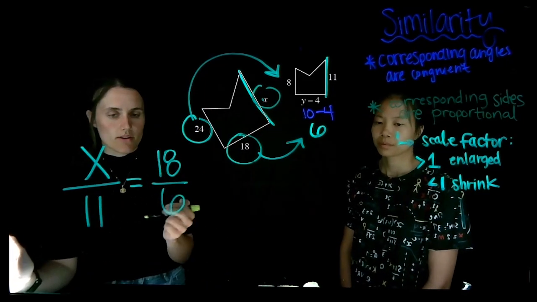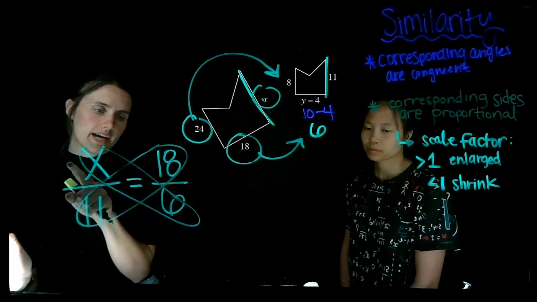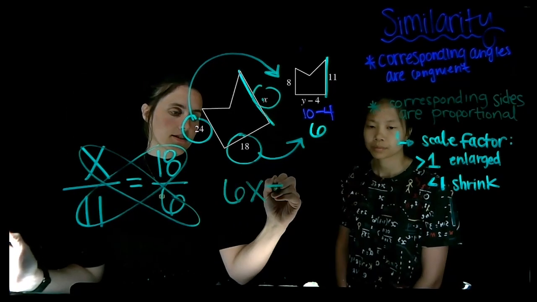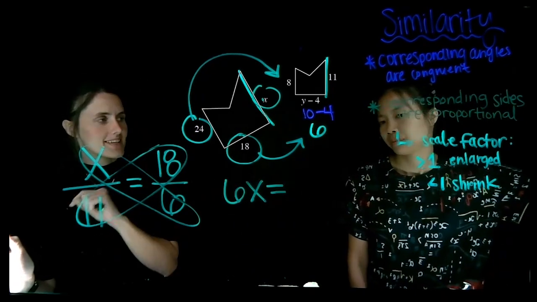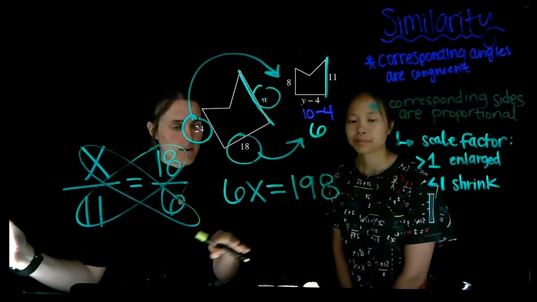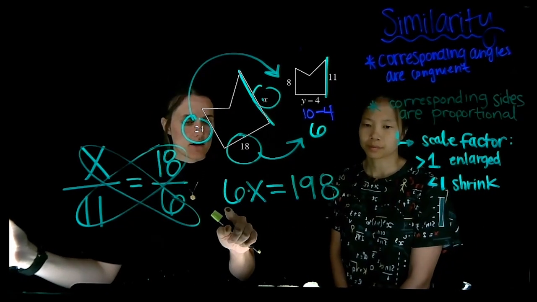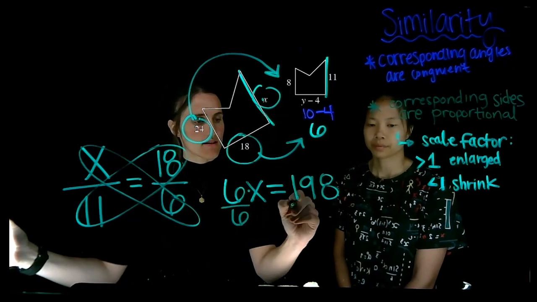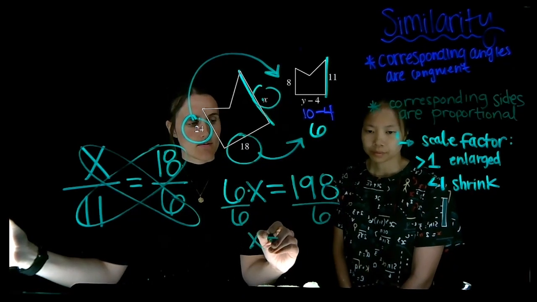So now I can use my cross multiplication to solve for x. X times 6 is just 6x, going to equal 11 times 18, which is 198. And so then I can do my last step of solving for x by undoing the 6 here. To undo a times 6, I have to divide by 6 on both sides. So I'm left with x equals 33.